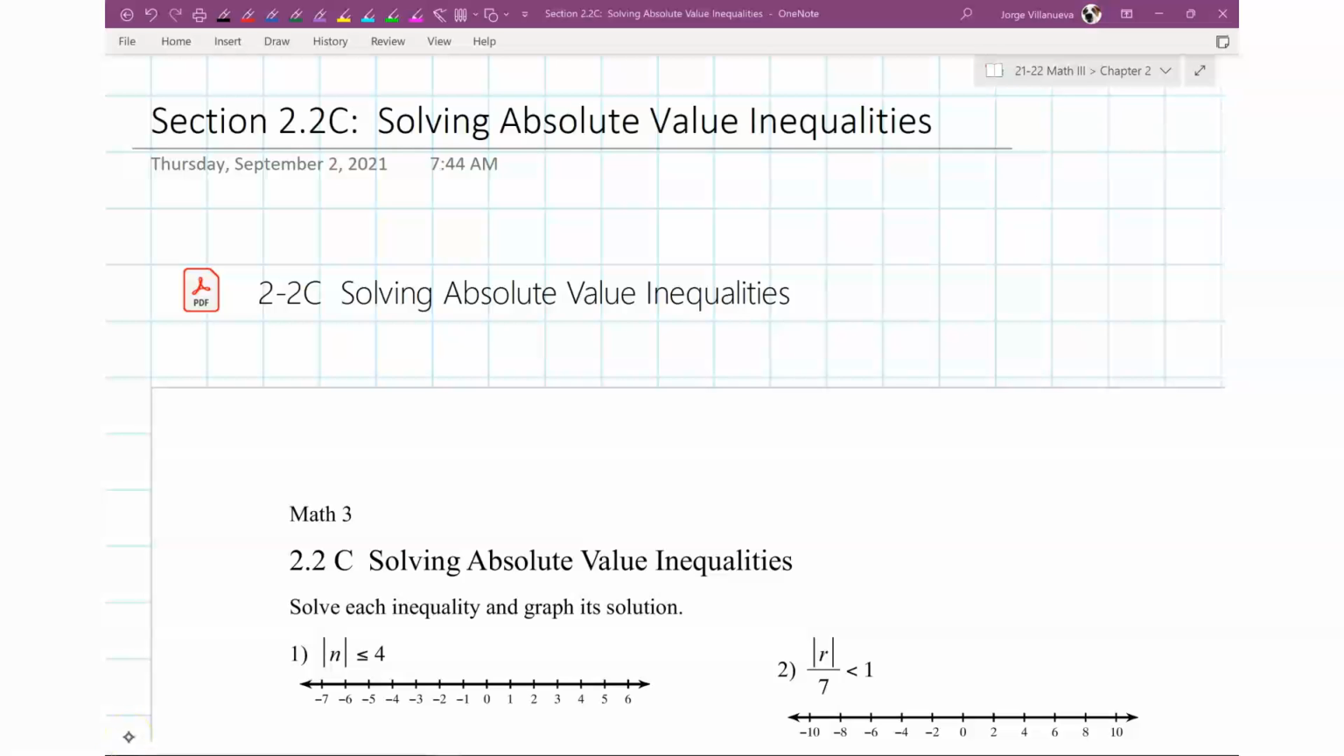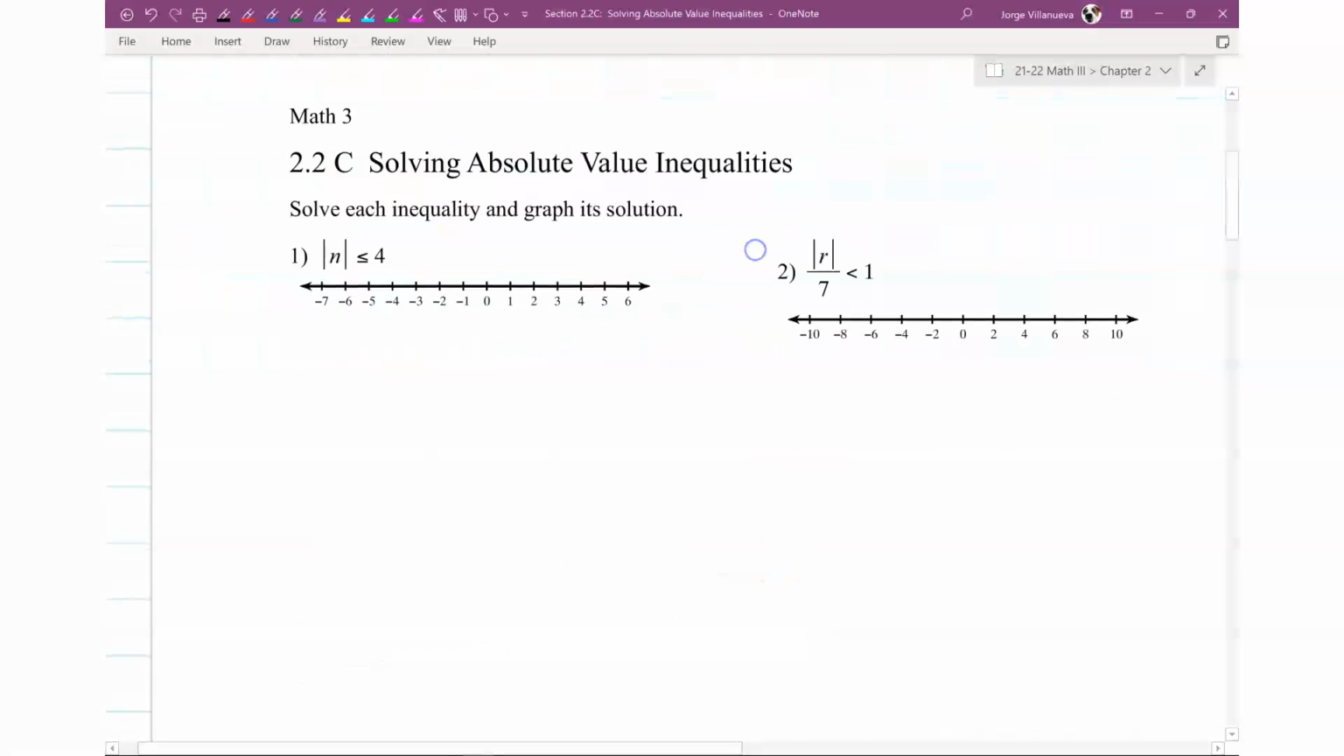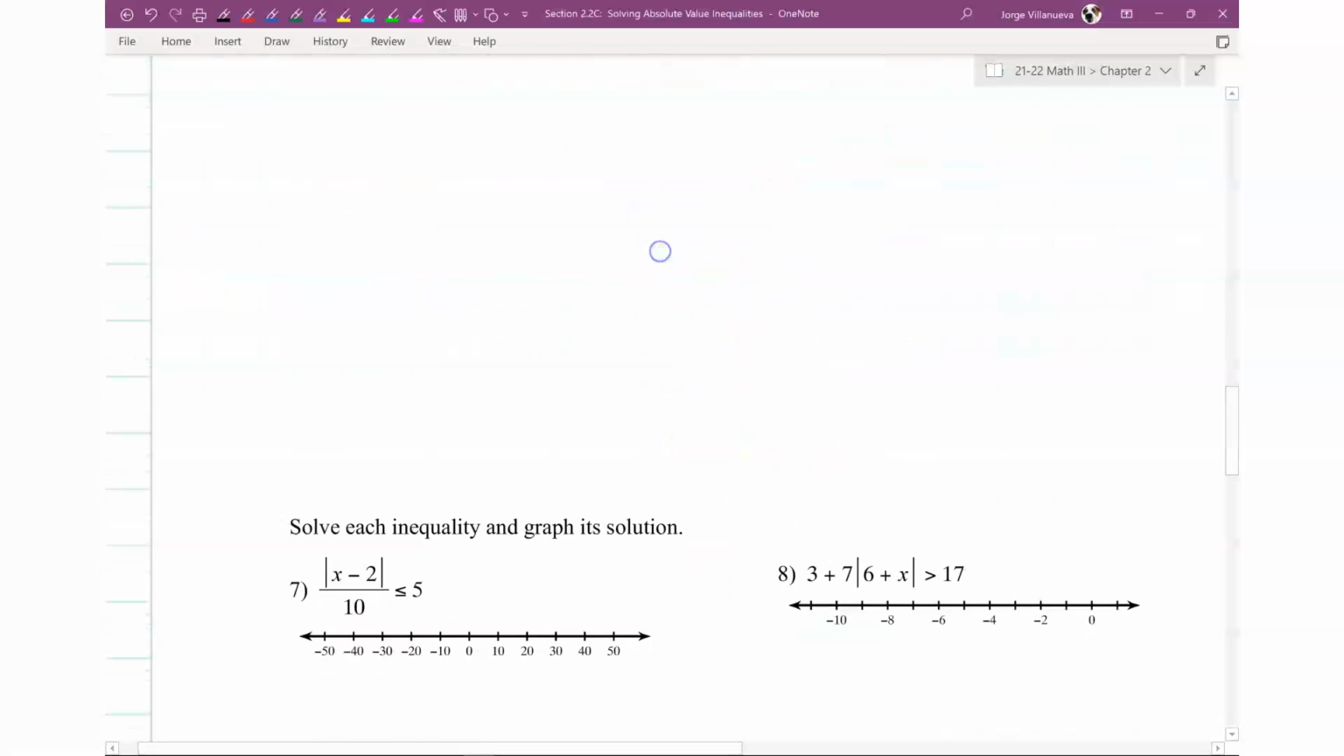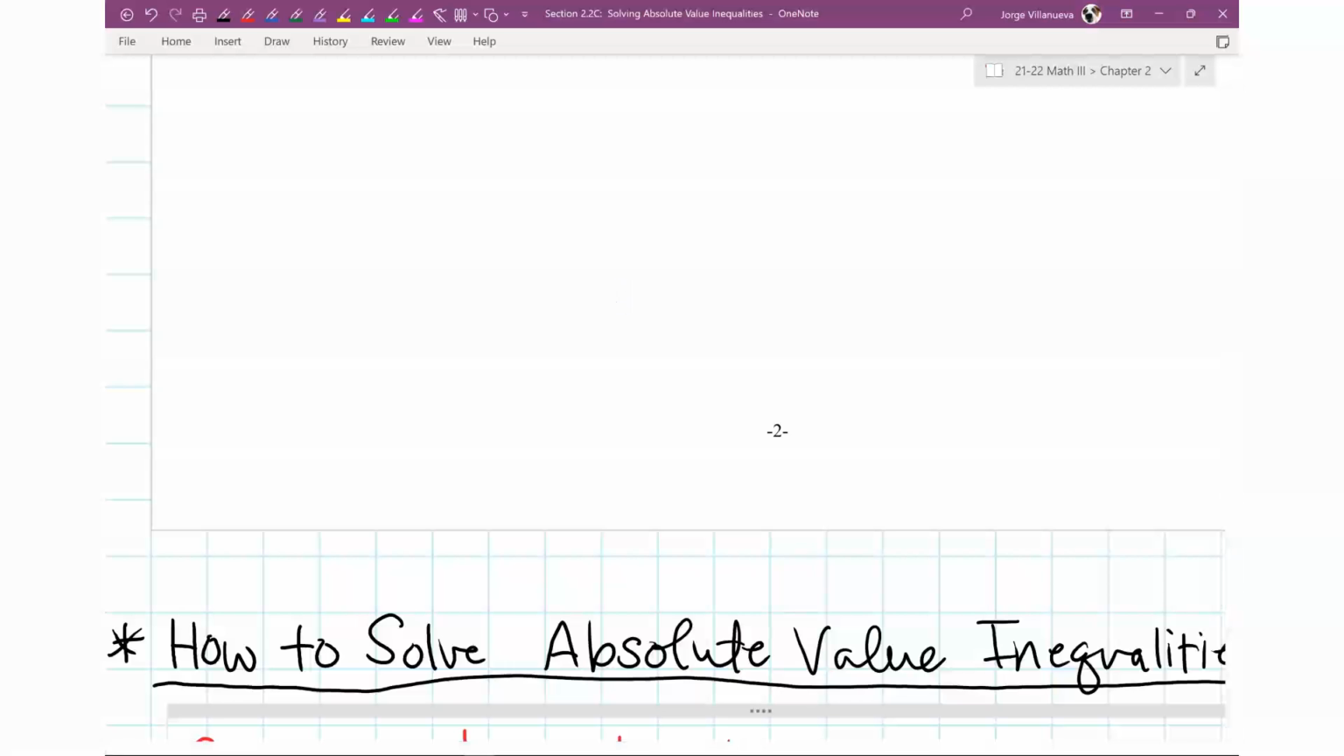Okay, so section 2.2, part C, solving absolute value inequalities. So I want to go over some of the homework with you guys, but before we do that, let me just show you why this should be kind of familiar. Okay, so give me a second. Let's just get down to the notes part here.